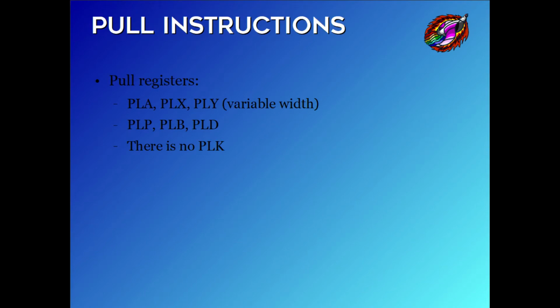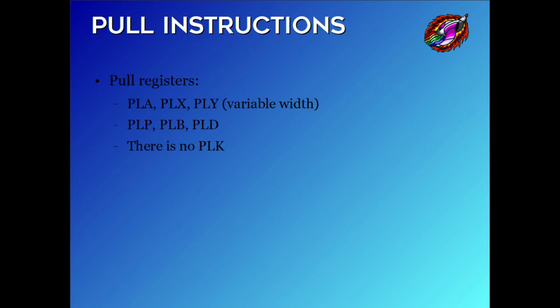Now, as for pulling data back off the stack, there are 6 instructions to pull data into registers. We have 3 instructions for the common registers that we've used before, the accumulator and the 2 index registers, and those instructions are PLA for the accumulator, PLX for the X register, and PLY for the Y register. These instructions, as before, can be either 8 or 16 bits depending on the size of those registers.